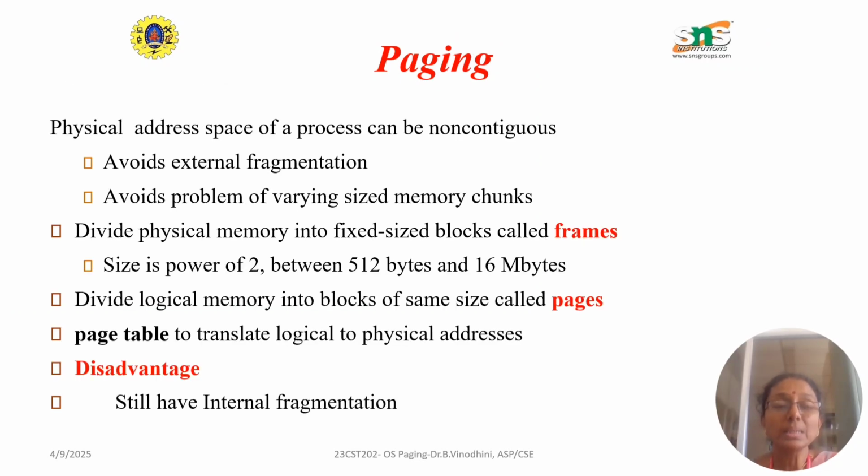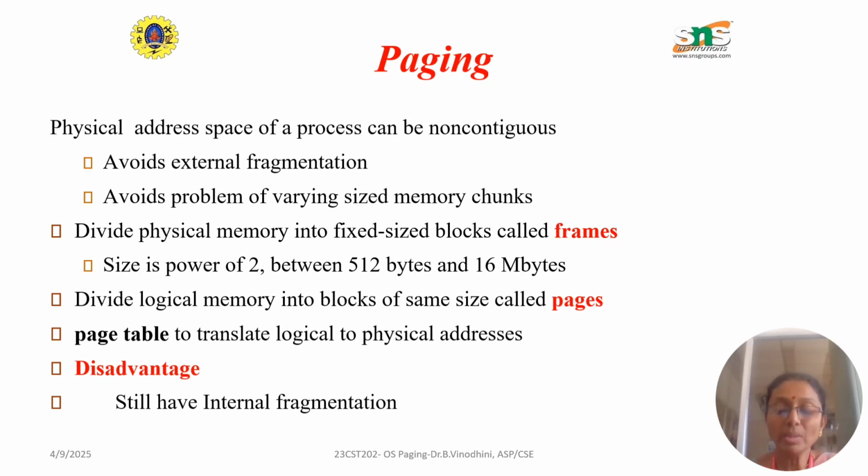In paging, mainly it is a non-contiguous memory allocation, implemented using paging. The logical address space is a continuous memory location. The CPU generates the logical address, and the memory management unit generates the physical address. Using the paging concept, we can avoid the external fragmentation problem. It avoids the problem of varying sized memory chunks. So the physical memory is divided into equal sized blocks called frames, and the logical memory is divided into equal sized pages.